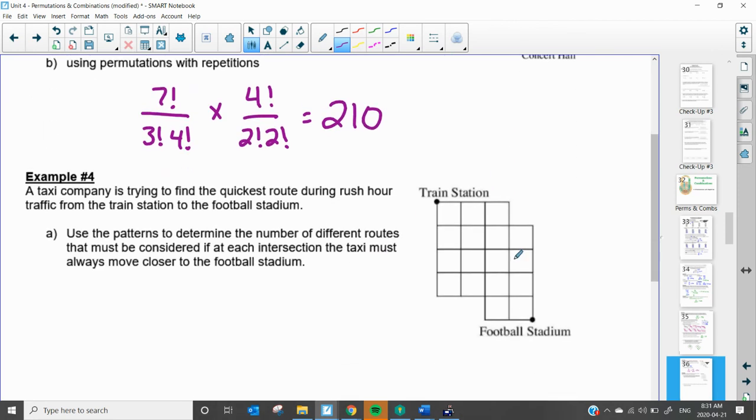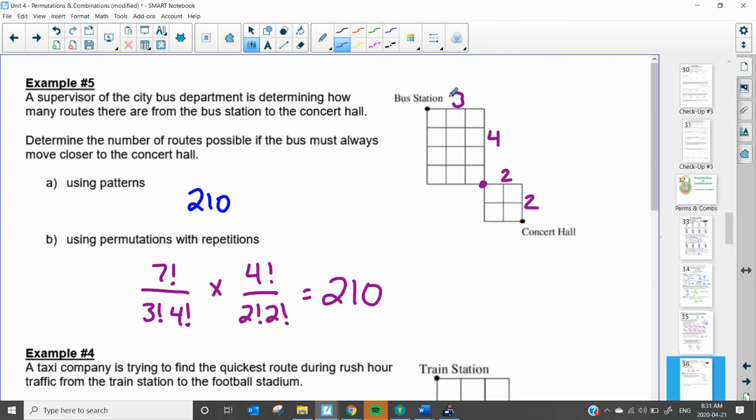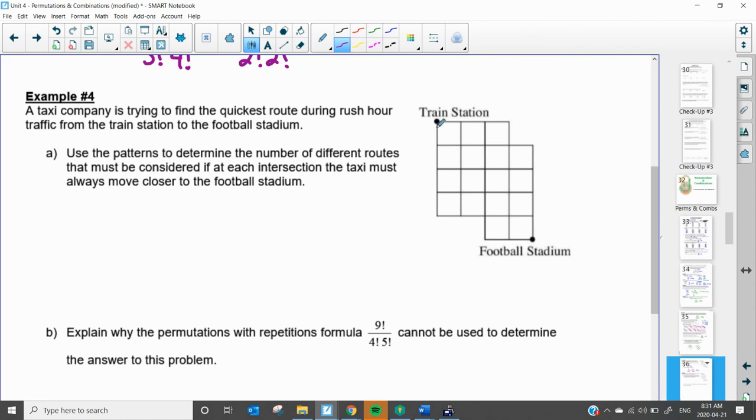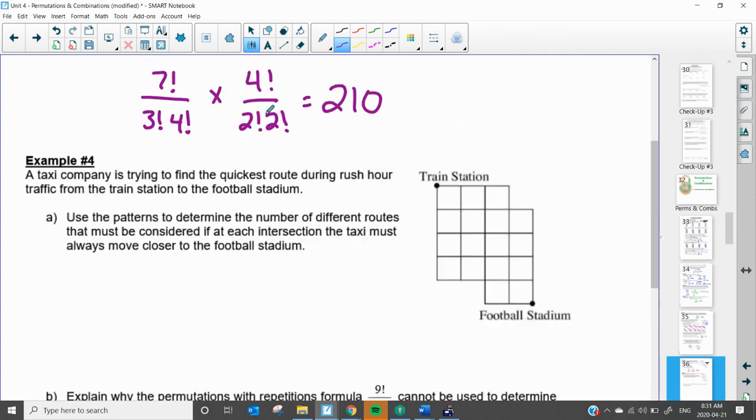Okay, so one last example. It says a taxi company is trying to find the quickest route during rush hour traffic from the train station to the football stadium. If you notice, this example here is different than the one above. We had 2 separate triangles with a clear junction point. Notice here there is no junction point. So it says going from the train station to the football station, but there's no specific point we have to go through. So this is an example where we're going to use patterns to solve. And we'll talk about why in a little bit here.